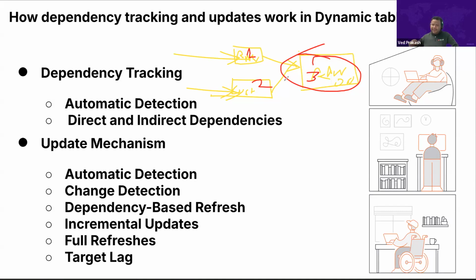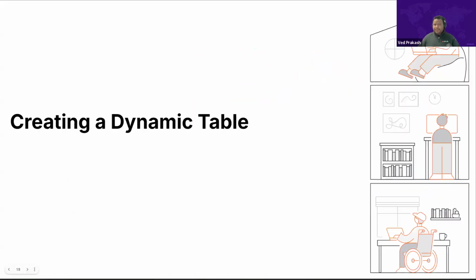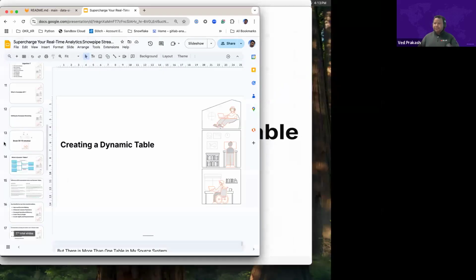So if you have set the target lag to every 2 minutes, then every 2 minutes Snowflake will go and refresh the particular table. At that point in time, it will check whether table 1 has a change or table 2 has a change, and based on that, it will refresh the downstream. So this is how the dependency is detected. Now let's move to the demo where we create the dynamic table in Snowflake.